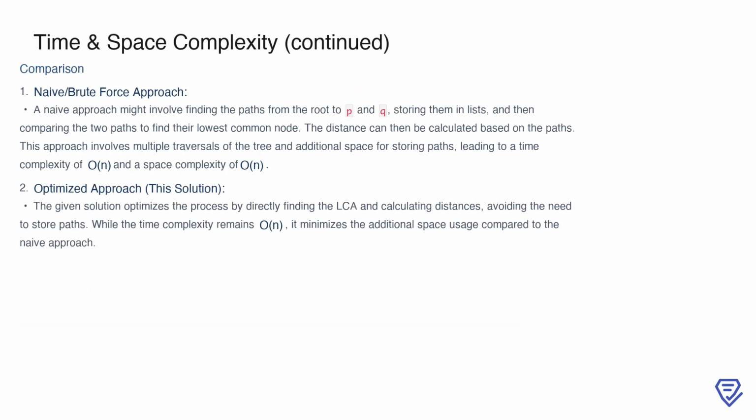When comparing this optimized approach to a more naive or brute force method, we can see clear advantages. A naive solution might involve finding the paths from the root to the nodes P and Q, storing these paths in lists, and then comparing the two lists to identify the lowest common node. While this approach also has a time complexity of O(n), it incurs additional space overhead for storing the paths, leading to a space complexity of O(n). In contrast, the optimized solution avoids storing paths altogether, directly calculating the LCA and distances. This reduces the space usage significantly, making the approach more efficient while maintaining the same time complexity of O(n).